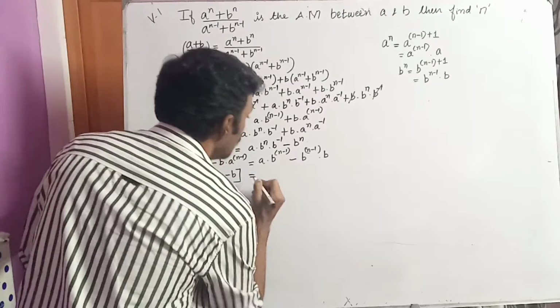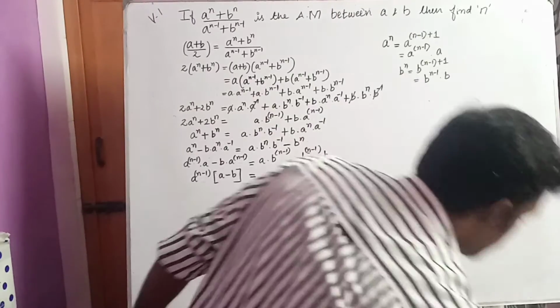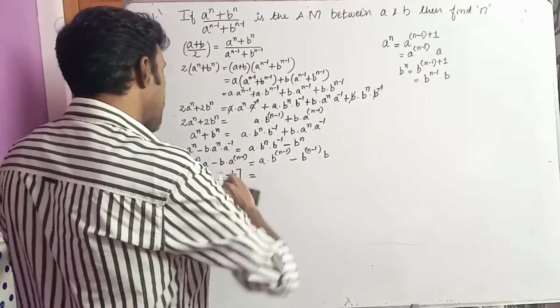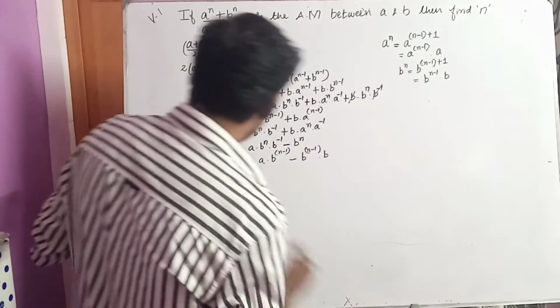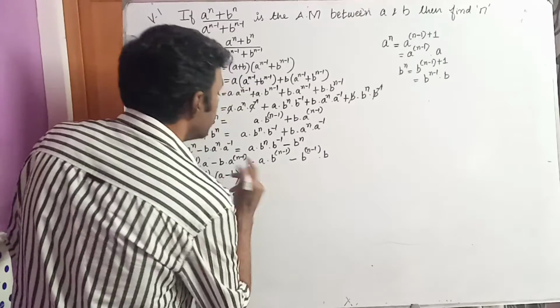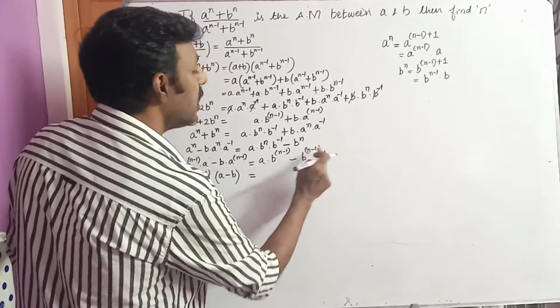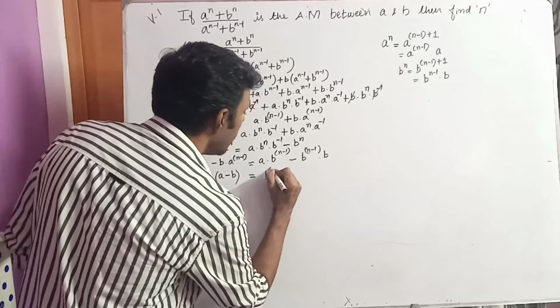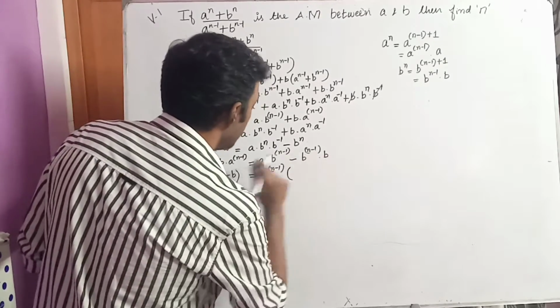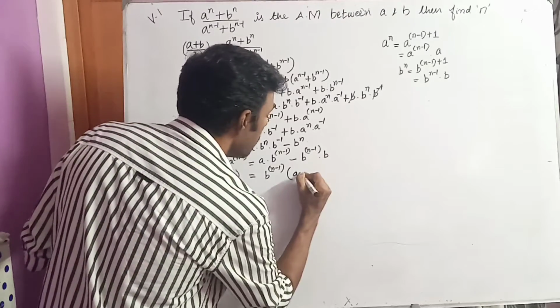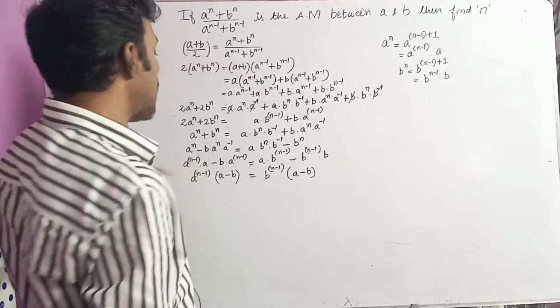Similarly, which is equal to, I'll use the simple bracket here instead of the square bracket. So it will be a minus b. Similarly, here, if I take this b to the power n minus 1 outside, I'll be getting a minus b. So this is the value I'm getting.